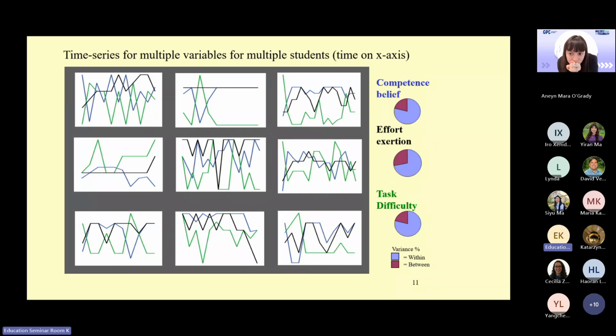We can also have multiple variables that we observe over time. So these are 3 variables for 9 sample cases. We have competence belief in blue, effort in black, and task difficulty in green. And we see how these fluctuate over time. These are primary school students in England. And we also see that about a quarter of the variance is between students, and the rest of the variance is within students. That means there are a lot of fluctuations over time that we try to predict.